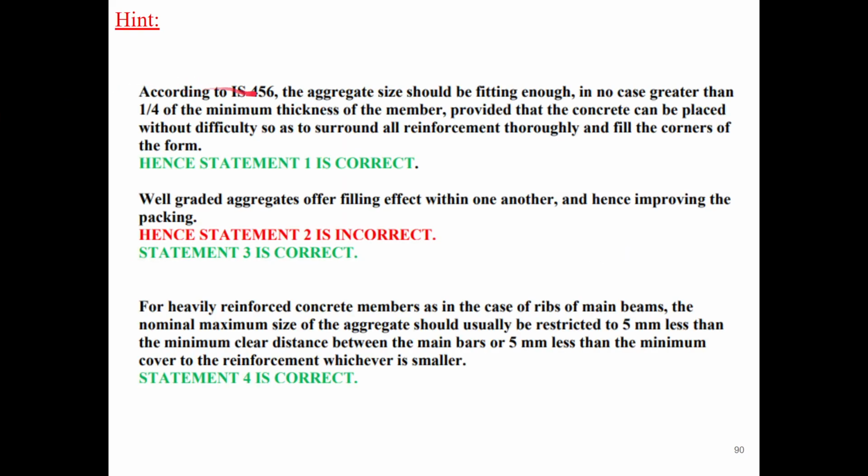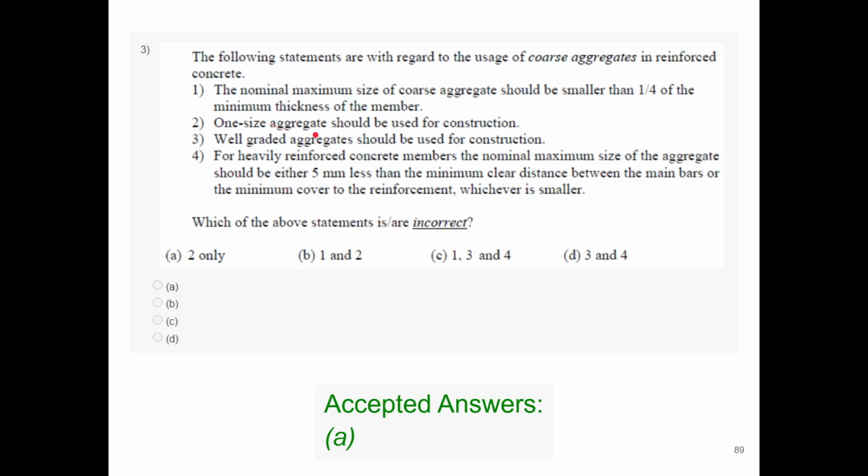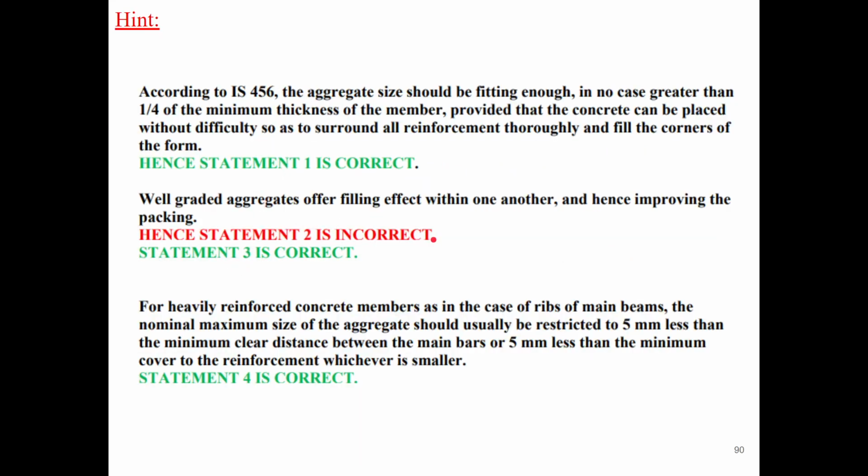So according to IS 456, the aggregate size should be as large as feasible, in no case greater than 1/4 of the minimum thickness of the member, provided that the concrete can be placed without difficulty, so as to surround all reinforcement thoroughly and fill the corners of the form. Okay, so statement one is correct. Well-graded aggregates offer a filling effect within one another, and hence improve the packing. Okay, so as we discussed, three is correct. And because well-graded is better, one size aggregate should not be used. So statement 2 is incorrect.